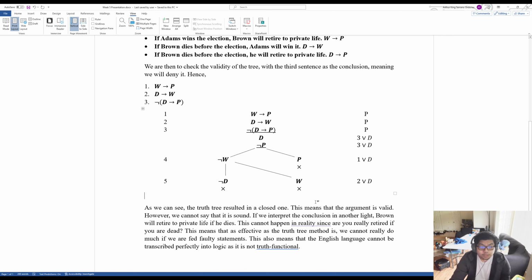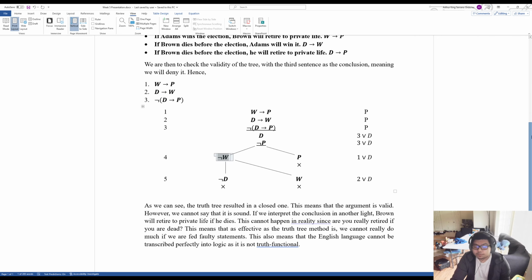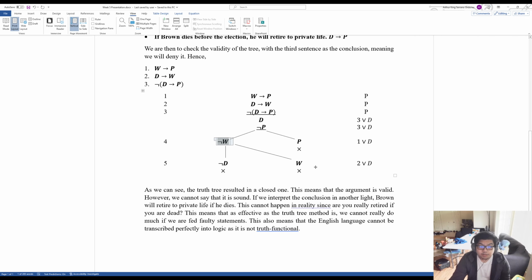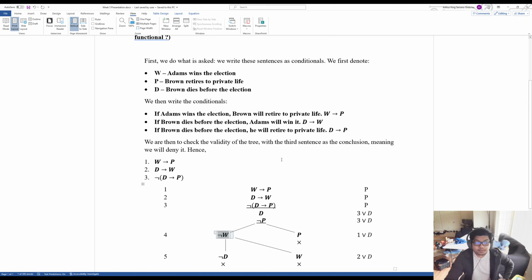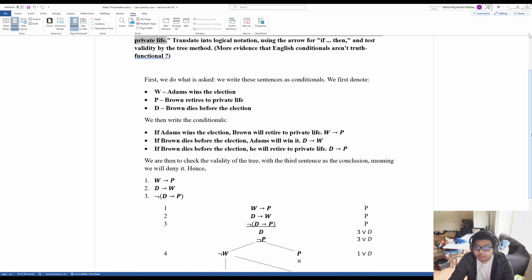And then for the second one, it's also the same thing. It shows that the consequent, meaning W here, should be false when instead it is true. So there's again a contradiction. And we are left with the tree having no open paths, I should say, meaning it implies that the argument is valid. This whole thing is valid according to the truth tree.